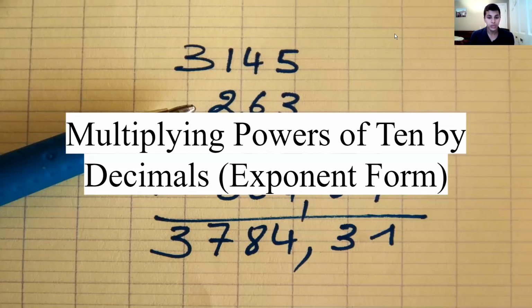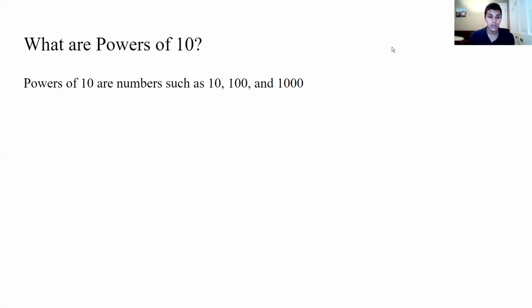Hello, my name is Noah Abji, and today we're going to learn how to multiply powers of 10 by decimals when those powers of 10 are in exponent form. So first, what exactly are powers of 10? Well, powers of 10 are when you multiply 10 by itself a certain amount of times. So those are numbers such as 10, 100, and 1000.